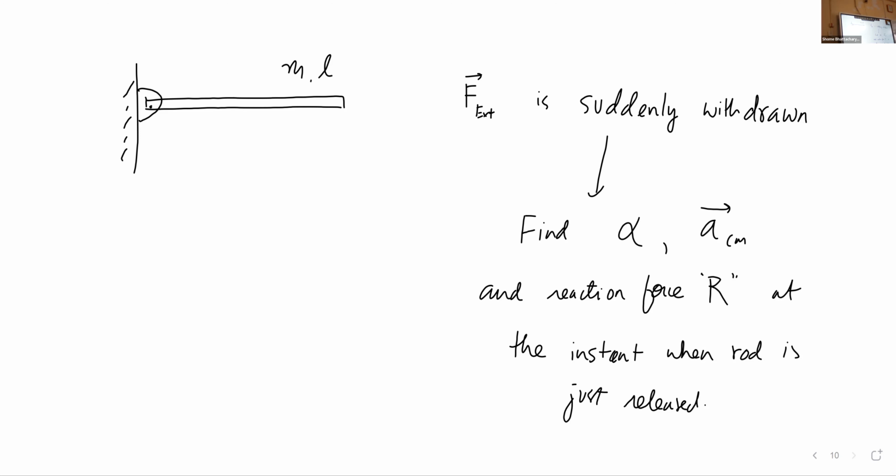Good. ml square by 12 is about the center of mass. One end is ml square by 3. It is the integral of dm x square from x equal to 0 to L, not minus L by 2 to plus L by 2. So use that value, ml square by 3 is the moment of inertia about that axis.